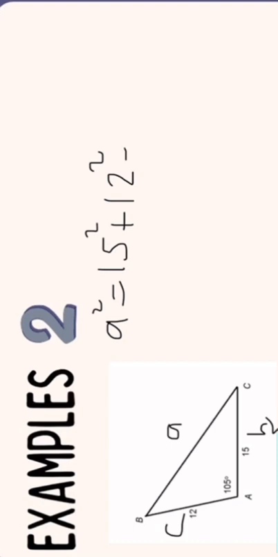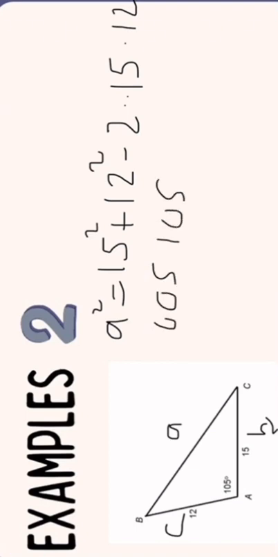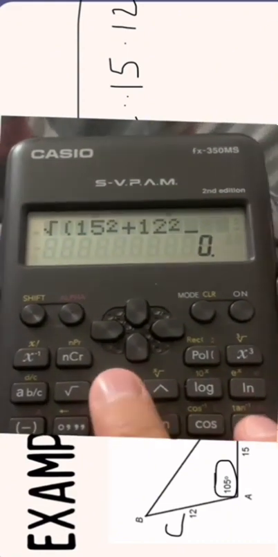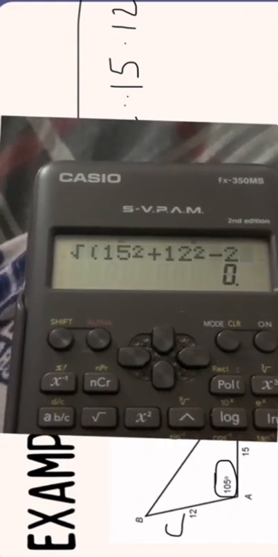Then minus 2, that's the constant, plus 15, that's B, multiplying 15 and multiplying 12, that's C, multiplying cos, and 105, that are the degrees in here. So I am going to do the same with the calculator. I am going to put all this in the square root, these cancel, so square root of all this and the parentheses before the 15.